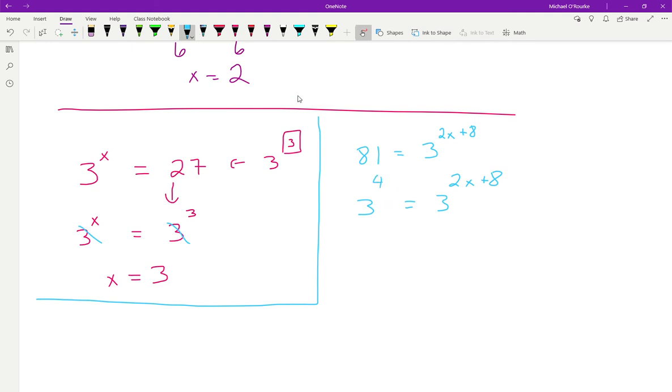Number here is 4. Now we have the bases the same, so we can drop our bases, and we can just work with the exponents all by themselves. Now, I have x's over there, so I'm going to move this over. So I have 4 minus 8 equals 2x. Negative 4 equals 2x. Then I need x all by itself, so I'm going to divide this side by 2, this side by 2. These guys cancel out. And this is negative 2.